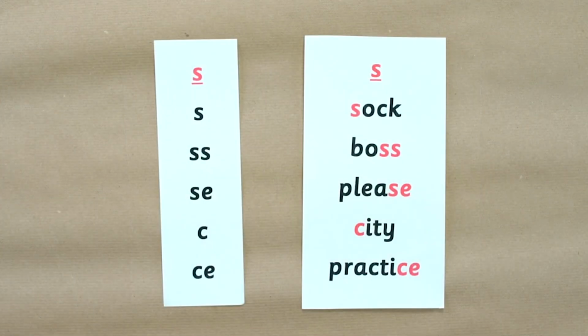They will also be learning that some sounds can be made in more than one way. For example, the s sound can be made in many different ways. You can have s for sock. You can have s made by 2 s's as in boss. You can have the s sound made by se as in please. And you can have the s sound made by the letter c as in city. You can also have it made by the letters c and e as in practice.